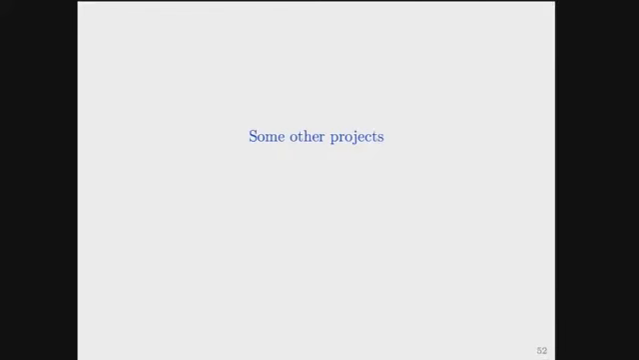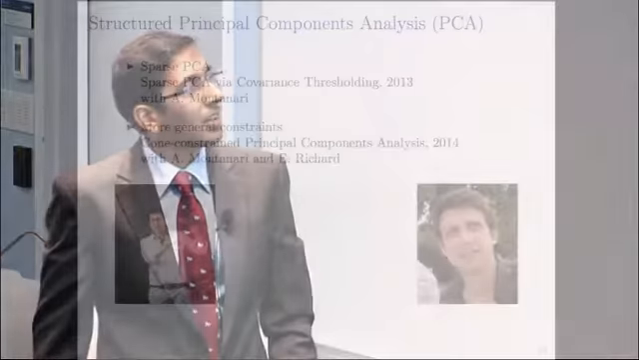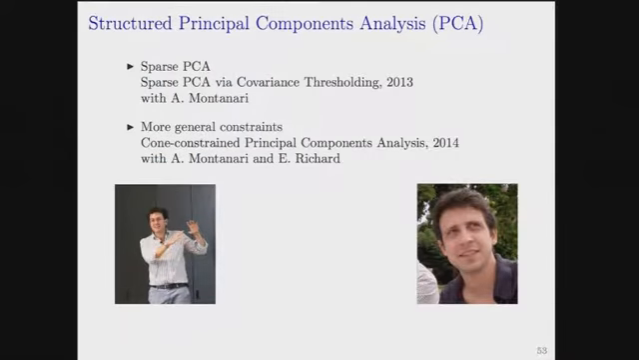I'll spend a couple of minutes talking about a few other things I've been thinking about over the past few years. The hidden clique problem is also very interesting because it's related to structured versions of principal component analysis, particularly sparse PCA. There was work with Andrea in which we analyzed covariance thresholding, an algorithm that lets you go beyond the standard SDP that people usually use for sparse PCA. With Emil and Andrea, we had another paper which considered even more general versions, where the factors of the principal components were constrained to be in a convex cone. For instance, non-negative PCA is an example of this.